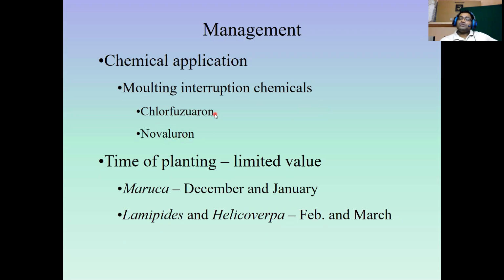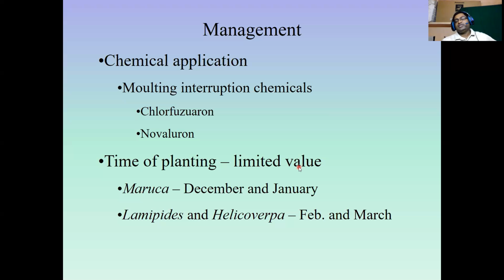So these are the chemicals, they are molting disruption chemicals. Once the first instar larvae are affected, there is no molting to become another stage. If it is a pupa, there is no adult. So these molting interruption chemicals, the farmers are using.